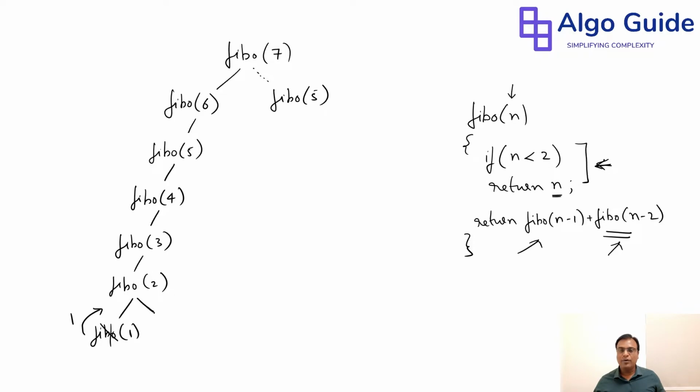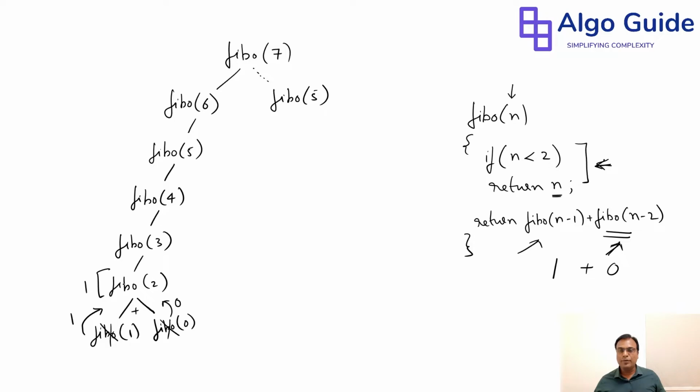Now fib of 2 calls the right subtree, that is fib of n minus 2. So fib of 2 now calls fib of 0, that is 2 minus 2 is 0. Since this is a base case, it returns the value 0 and then it is removed from the call stack. The previous return value was 1 and the current return value is 0. These two are added and the sum, that is 1 plus 0, which is 1, is returned to its parent.